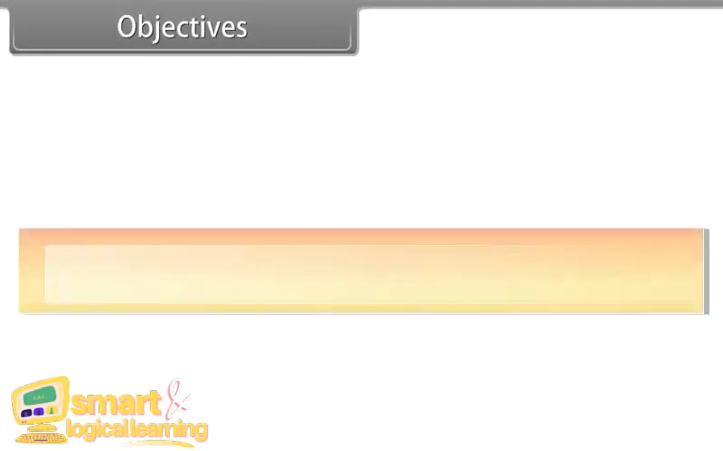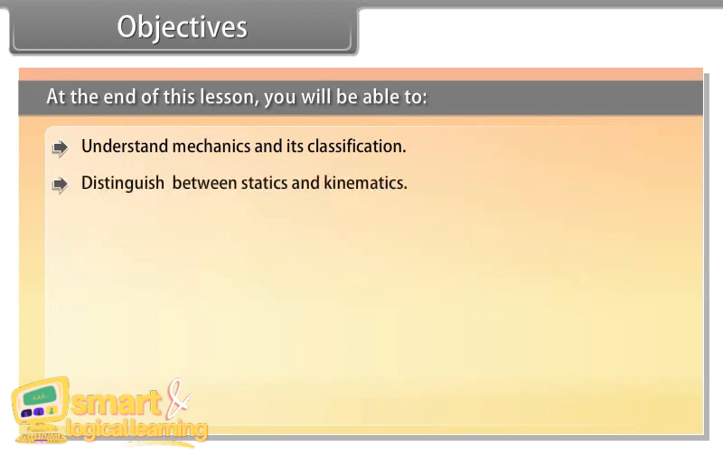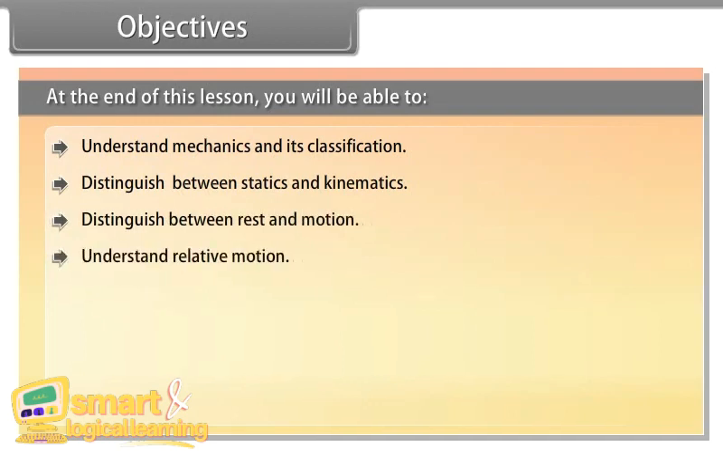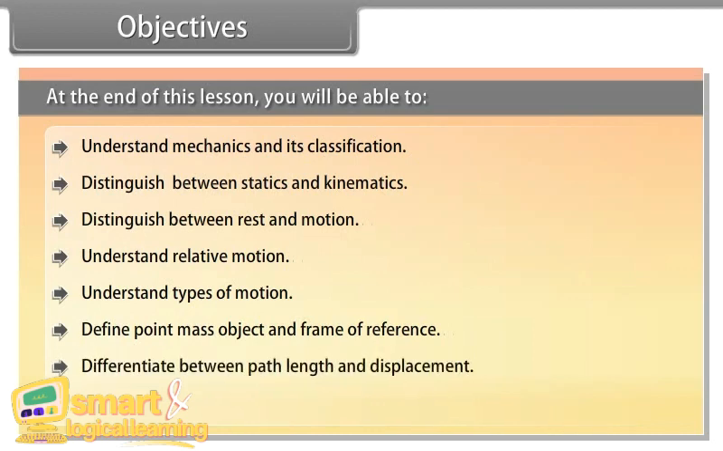Objectives. At the end of this lesson, you'll be able to understand mechanics and its classification, distinguish between statics and kinematics, distinguish between rest and motion, understand relative motion, understand types of motion, define point mass object and frame of reference, differentiate between path length and displacement, and distinguish between speed and velocity.